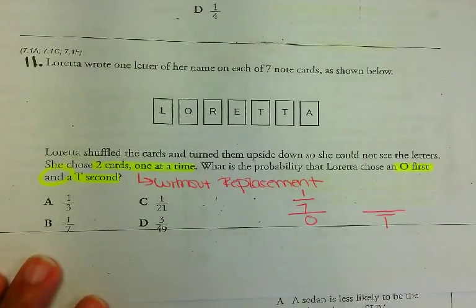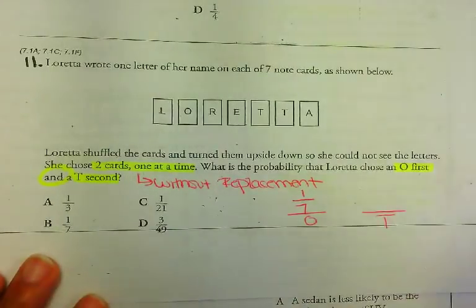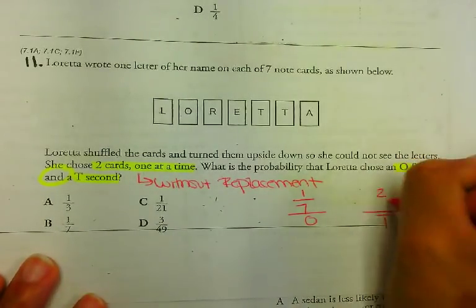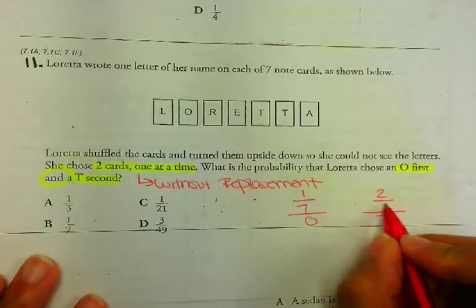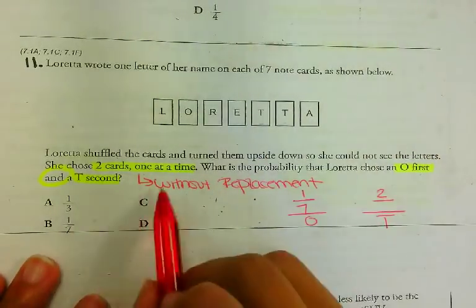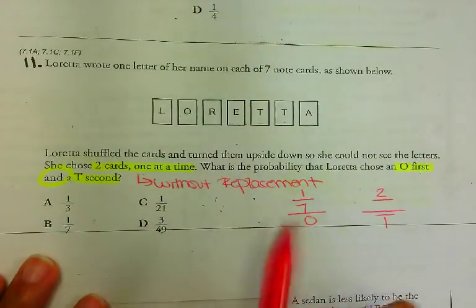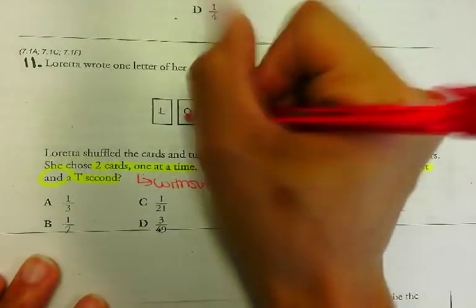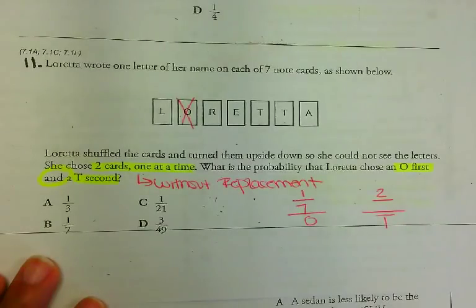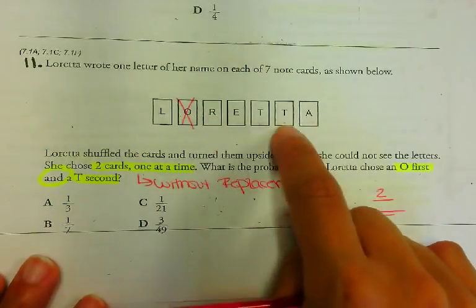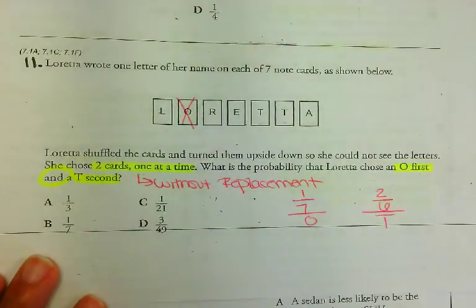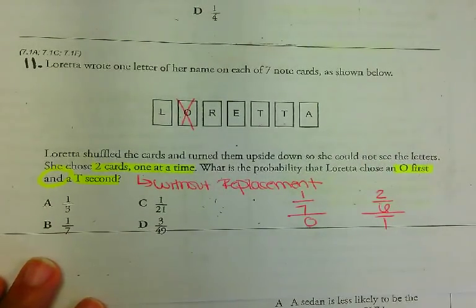Now we have to do T, so pause the video, see if you can figure out that probability. Hopefully you paused it, but it is 2, because there's 2 T's out of. Now, out of, if we did not replace it, meaning we did not put the O back when we took it off, how many total cards do I have now? 1, 2, 3, 4, 5, 6. Okay, it changed because she did not put it back.